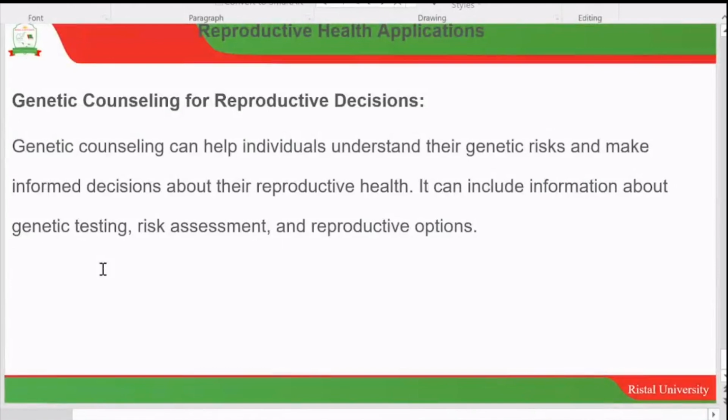And lastly, for today, we want to look at genetic counseling for reproductive decisions, which we partly looked at. We're saying genetic counseling can help individuals understand their genetic risks and make informed decisions about their reproductive health. It can include information about genetic testing, risk assessment, and reproductive options.